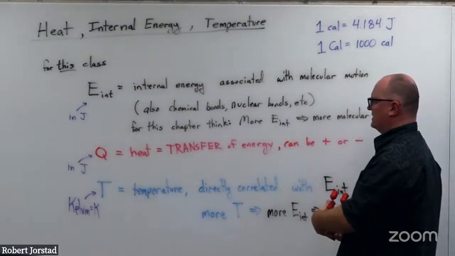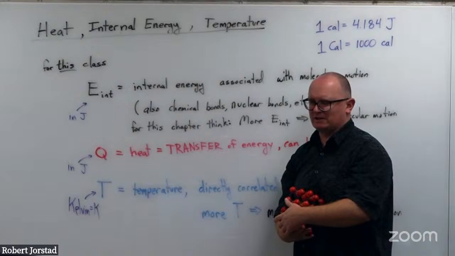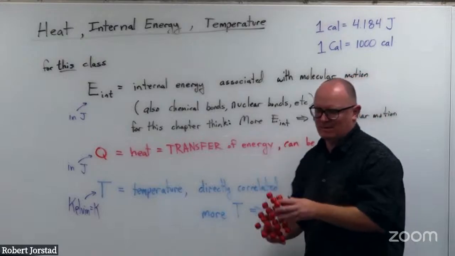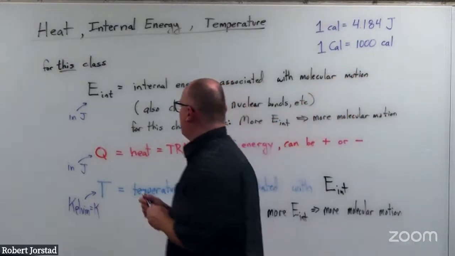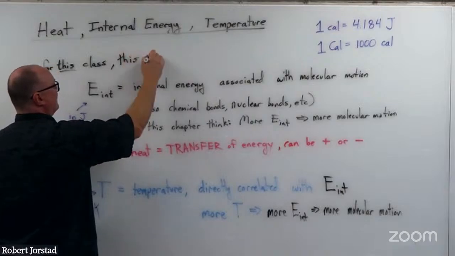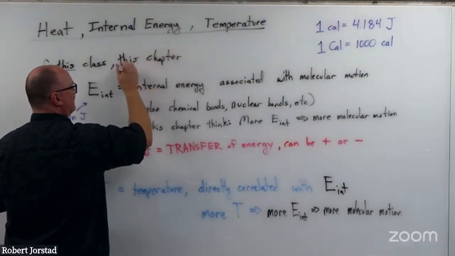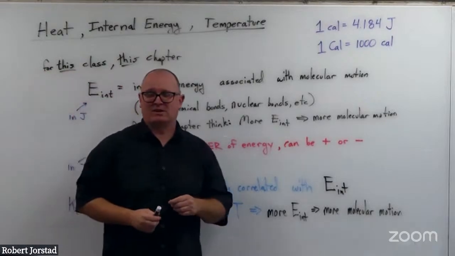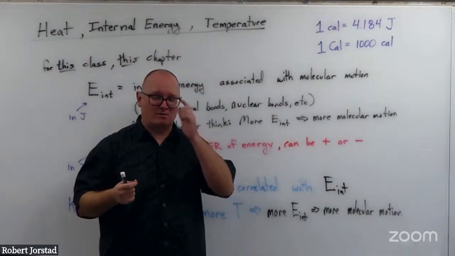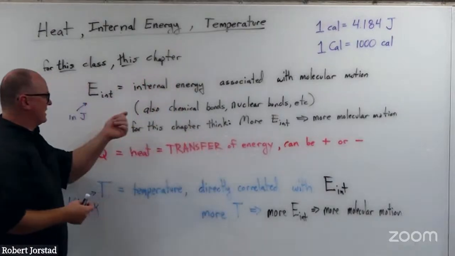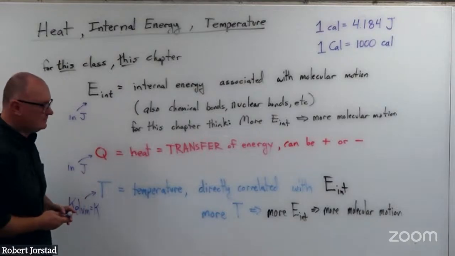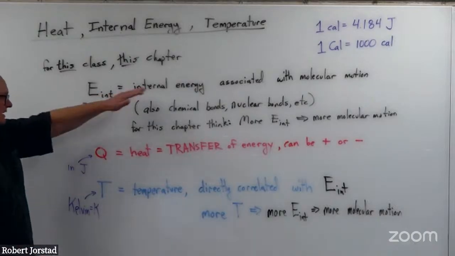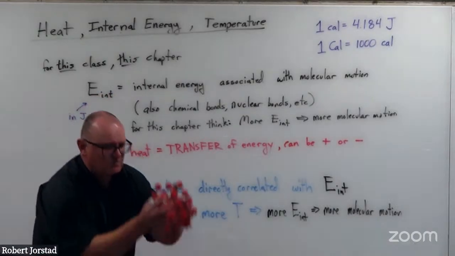Now, strictly speaking, there's also chemical bonds, nuclear bonds, other forms of energy like that that you could associate with the internal energy. But certainly for this class, this chapter, it's pretty good to associate internal energy with the motion. So, for example, 1/2 mv squared of a molecule relates to that particular molecule's internal energy. There's also rotational energy, things like that. We'll get more into it later. Associate internal energy with motion of molecules.